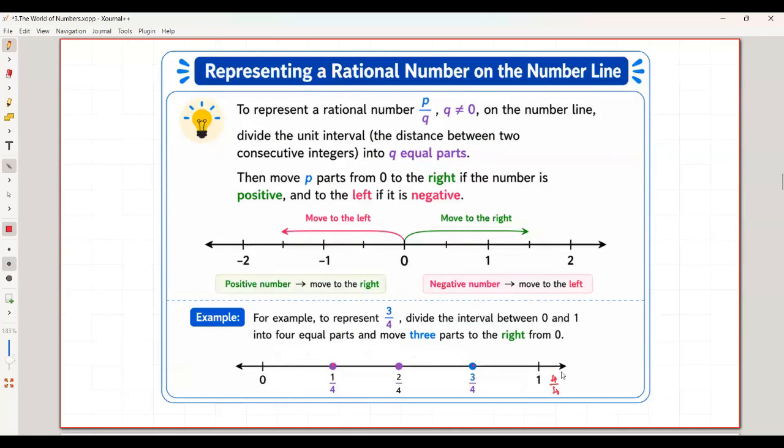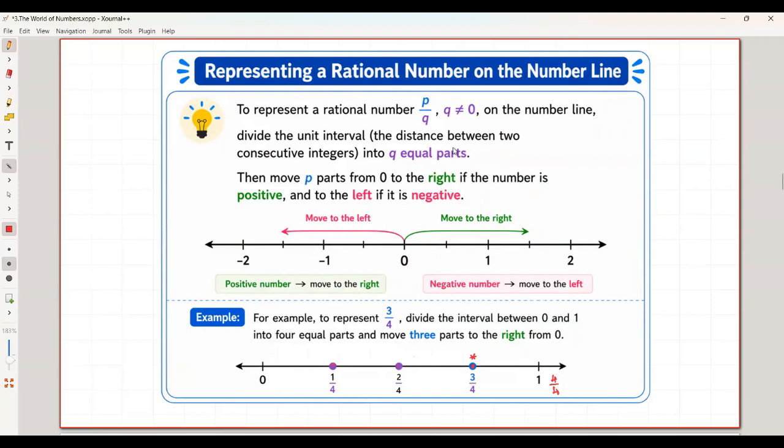We have marked the numbers on the number line. So we have to finalize 3 by 4. So now this is our 3 by 4. This is our answer, 3 by 4. If it's negative, you have to do it on the left side of zero. Minus 1 by 4, minus 2 by 4, minus 3 by 4. Minus 4 by 4 is nothing but minus 1. You can just mark it.